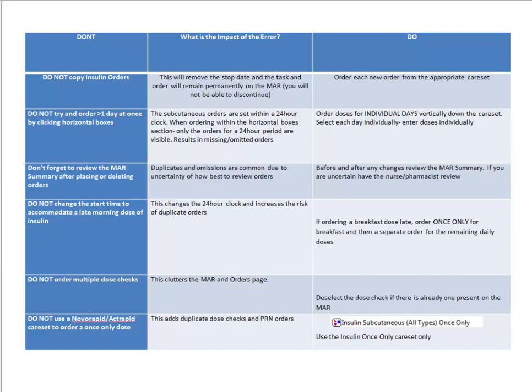Do not order multiple dose checks. As we saw in this video, we checked the MAR, we saw that there was already an insulin dose check, so we unticked that when we ordered subsequent care sets. We only need one. And if you want to order just a once-only dose, you don't need to order a care set that has up to 4 doses to be charted. You can order a once-only dose, and that care set is called the Insulin Subcutaneous All Types Once-Only Care Set, which has been demonstrated in this video.